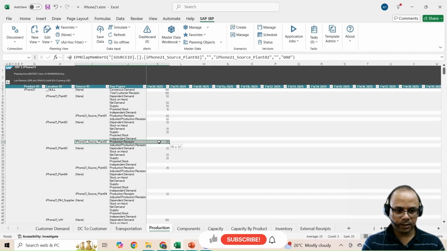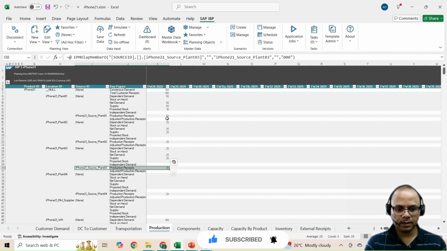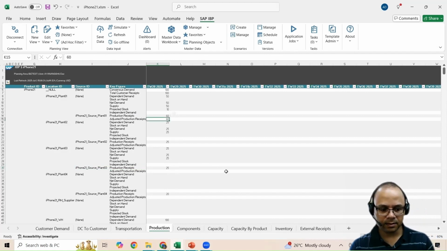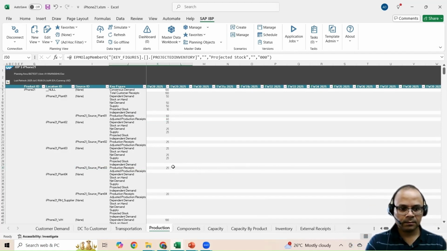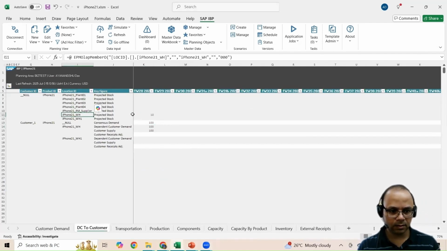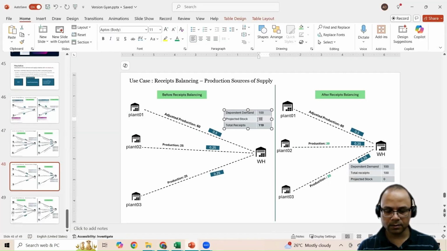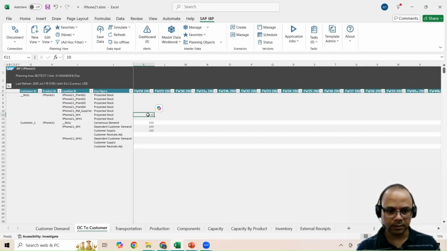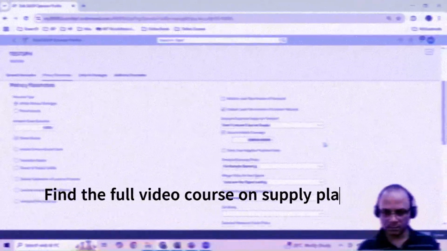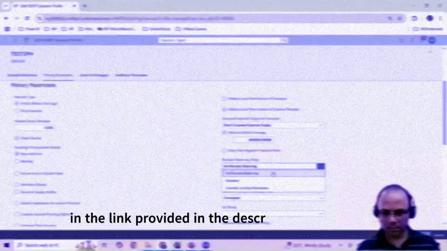And for plant 2, there is a production of 25 units, and in plant 3, there is a production of 25 units. So in all, we have 25 plus 25 is 50, plus 60, so 110 as a total production. And that's why we also see that there is a stock of 10 units at the warehouse, because of the excessive production, there is a projected stock at the warehouse of 10 units, which we see over here. So now let's go to the job and change to receive.